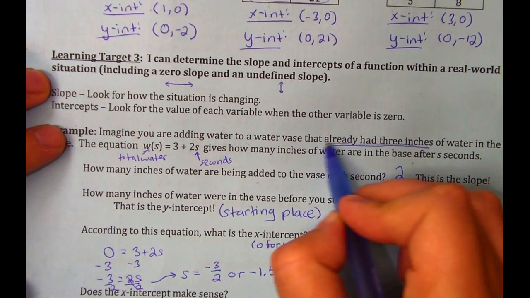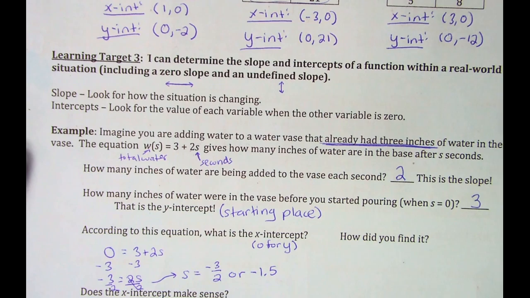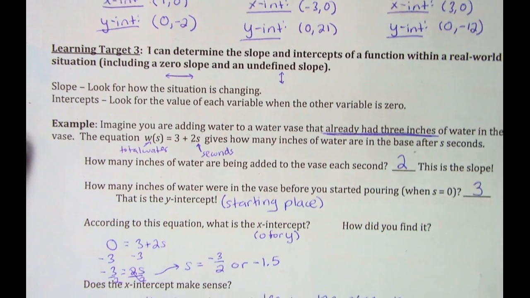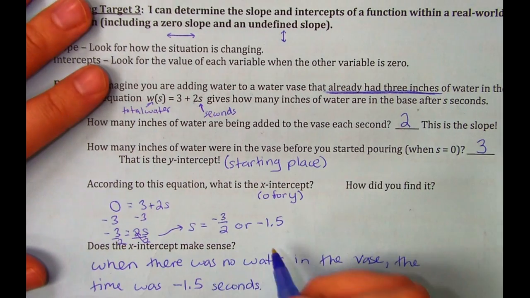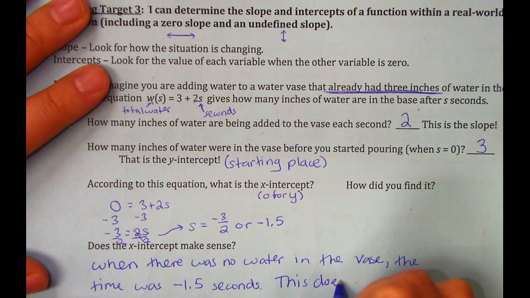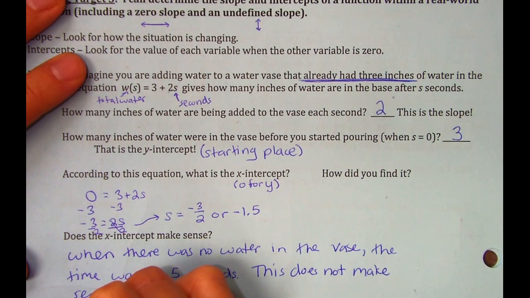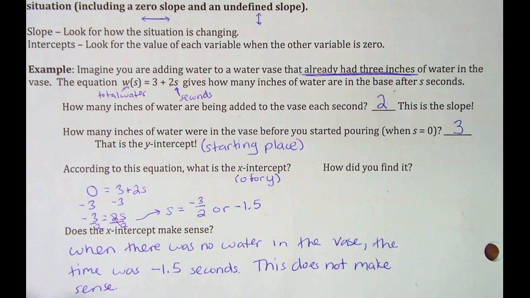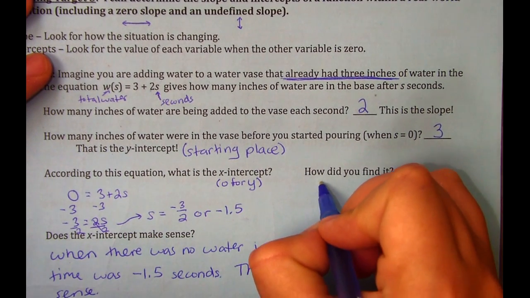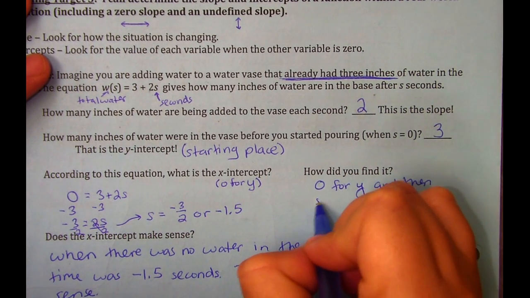But our vase already had 3 inches of water in it. That was the starting amount. It never had less than that. So our starting amount was 3 inches, and then it grew from there. So in this situation, the x-intercept doesn't make sense. And the way that we found it was we plugged in 0 for y and then solved.